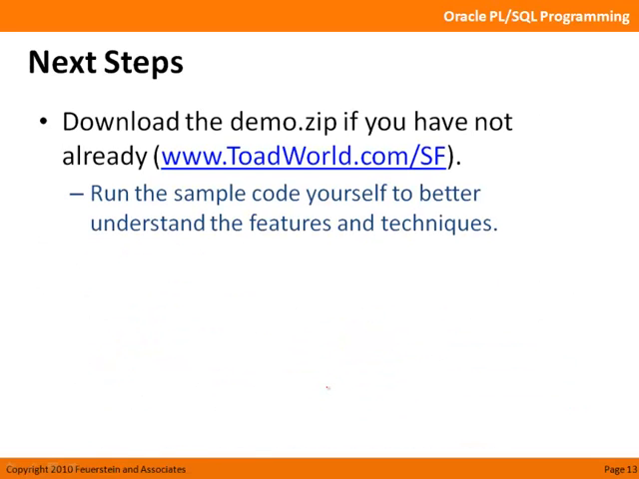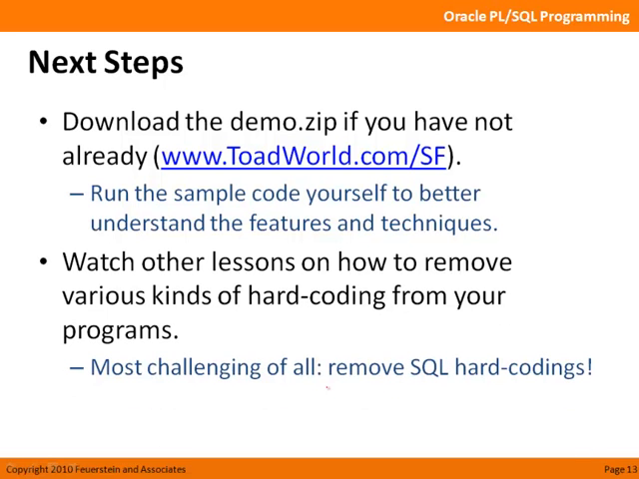Next steps. Download the demo zip. Try out all the various scripts I showed you in this presentation. Make sure you understand the downsides of hard-coded declarations. Make sure you see the benefits of %type and %rowtype, and especially of subtypes, and start using them in your code. Self-document those declarations. And then watch the other lessons on how to remove various kinds of hard coding from your programs, removing literals, removing rules and formulas, or hiding rules and formulas.